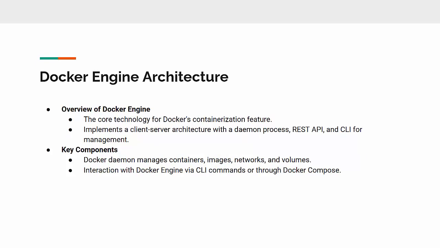At the heart of Docker is the Docker engine. This is where the magic happens. The Docker engine uses a client-server architecture consisting of the Docker daemon, a REST API, and a command line interface. The Docker daemon is the workhorse, managing Docker objects such as images, containers, networks, and volumes. You, the user, interact with Docker through the CLI or sometimes indirectly through other tools like Docker Compose.